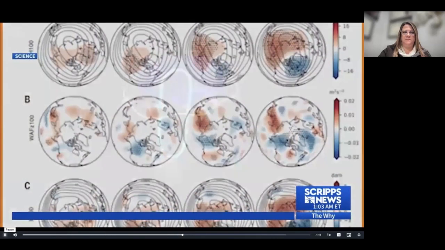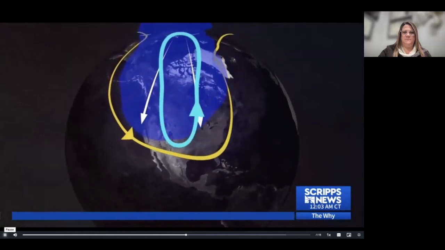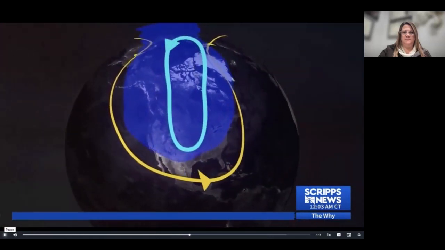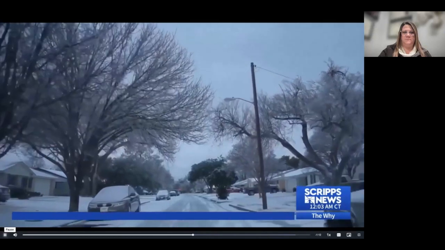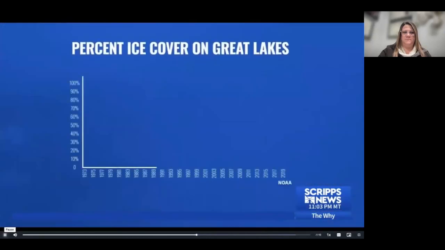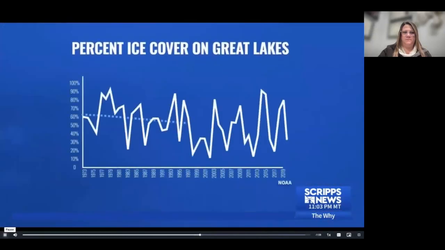The result? The jet stream is occasionally meandering far south across North America, and it sends cold blasts across the continent. A warmer winter is preventing ice from forming on the Great Lakes, which has steadily lost ice cover since the 1970s.